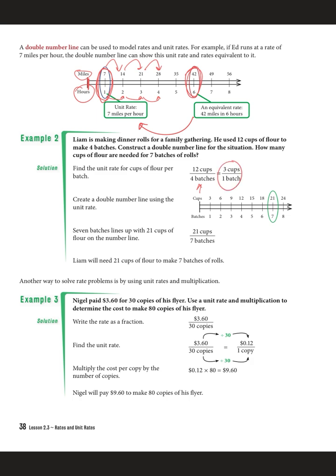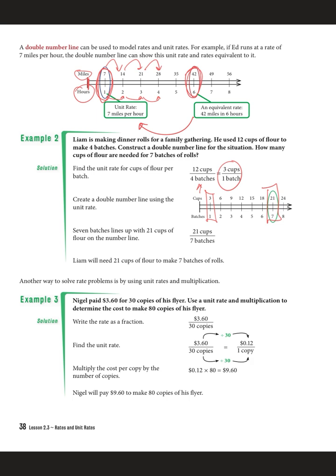At this point, he starts off with a double number line, with the batches being on the bottom number line and the cups of flour being on the top number line. And then you'll notice they increase by the same amount every time. So by using the double number line, he figures out that 7 batches lines up with 21 cups of flour. Did I say sugar? I meant flour. And so therefore, Liam will need 21 cups of flour to make 7 batches of rolls.